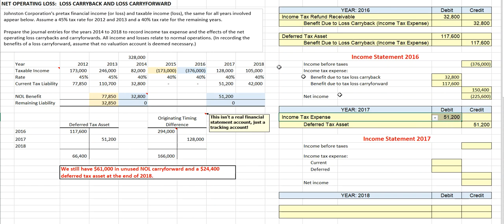On our income statement, we had income before taxes of $128,000 that was given. Our current tax expense associated with that income is $51,200, but it's being offset with a deferred tax asset. So we have tax savings of $51,200, and we report net income of $76,800. In 2018, we report an additional $105,000 in taxable income, and at a 40% tax rate, that results in a tax liability of $42,000.